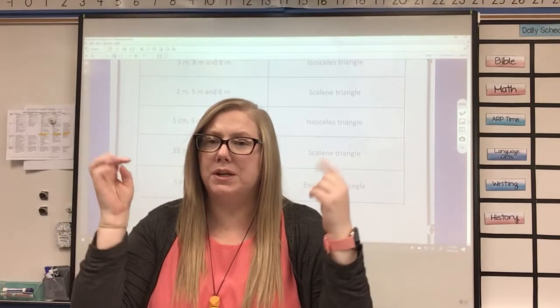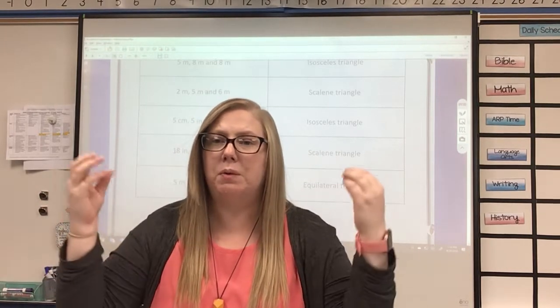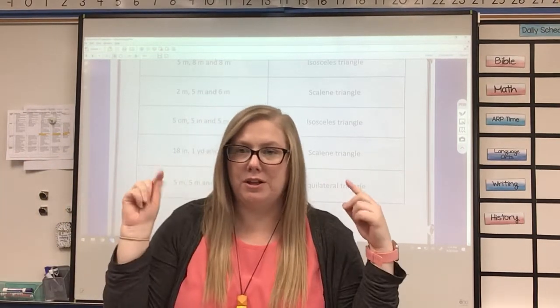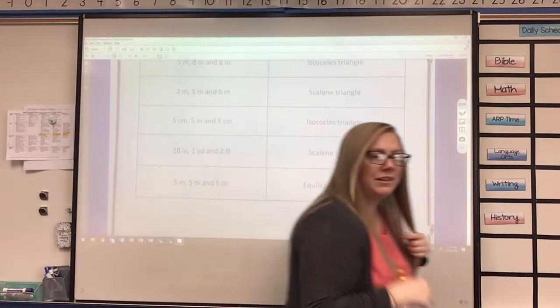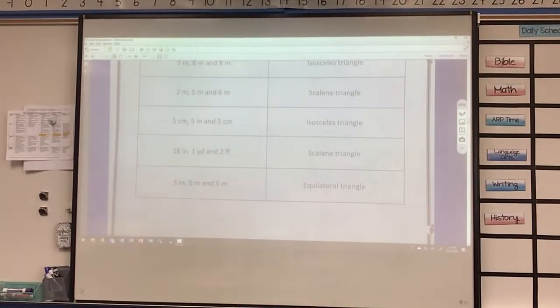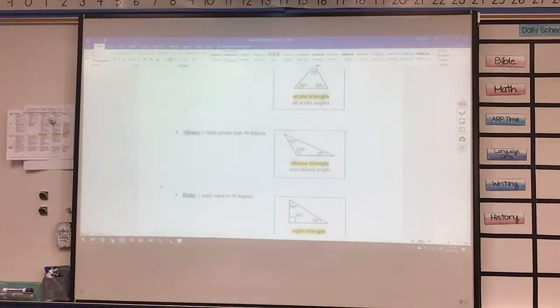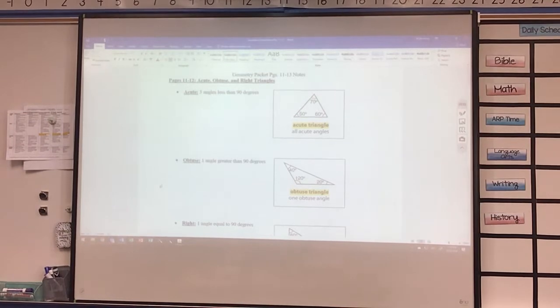So think about that. What does acute mean? What does obtuse mean? What does right mean? Okay, so I'm going to display the notes and talk about them. So let's get going. Okay, so pages 11 and 12 are on acute, obtuse, and right triangles.